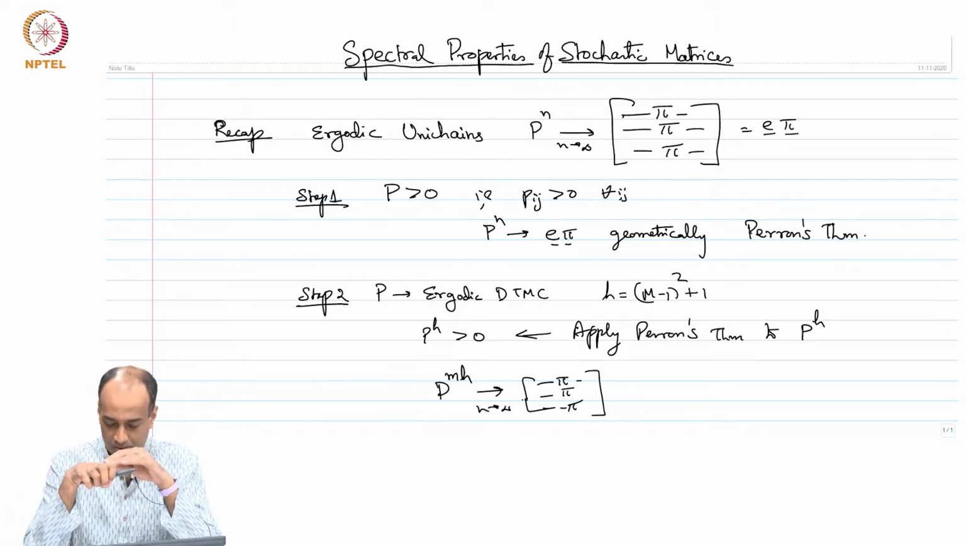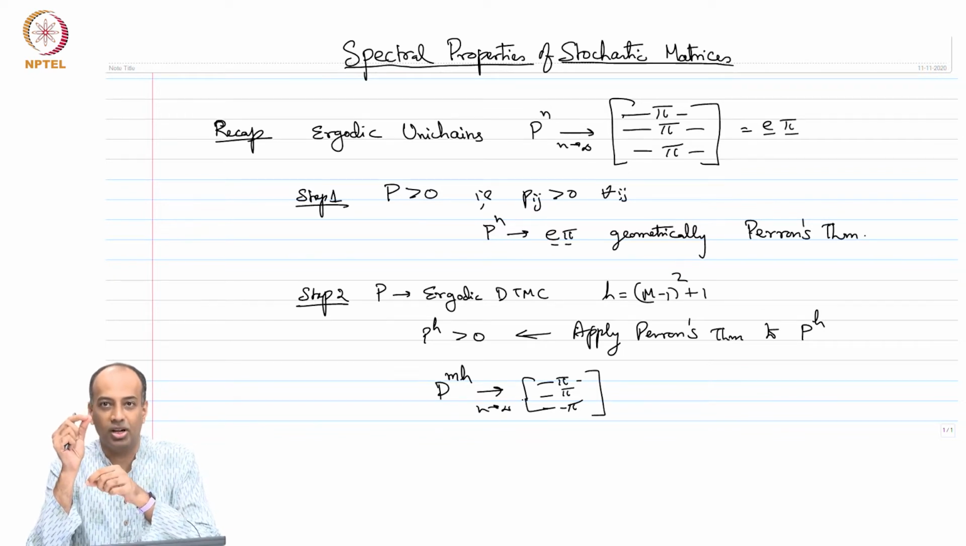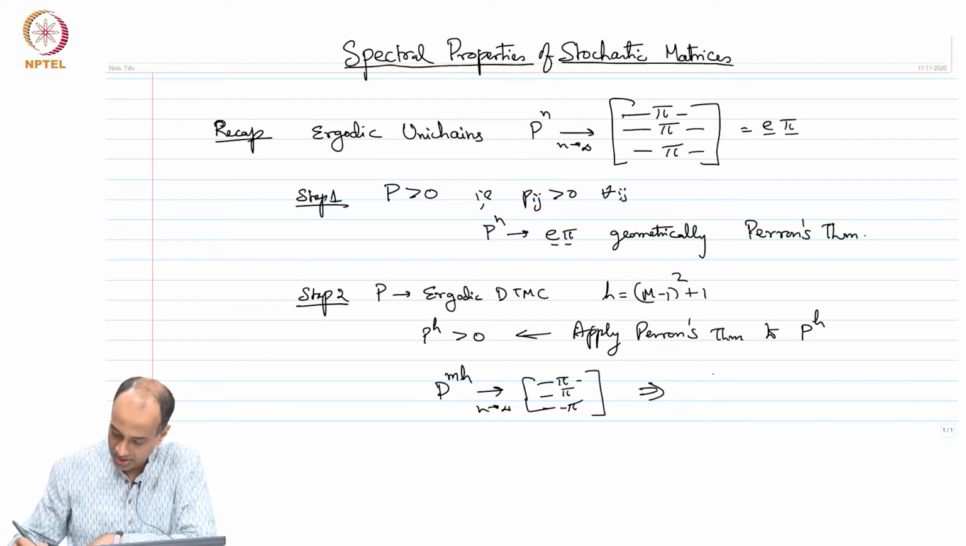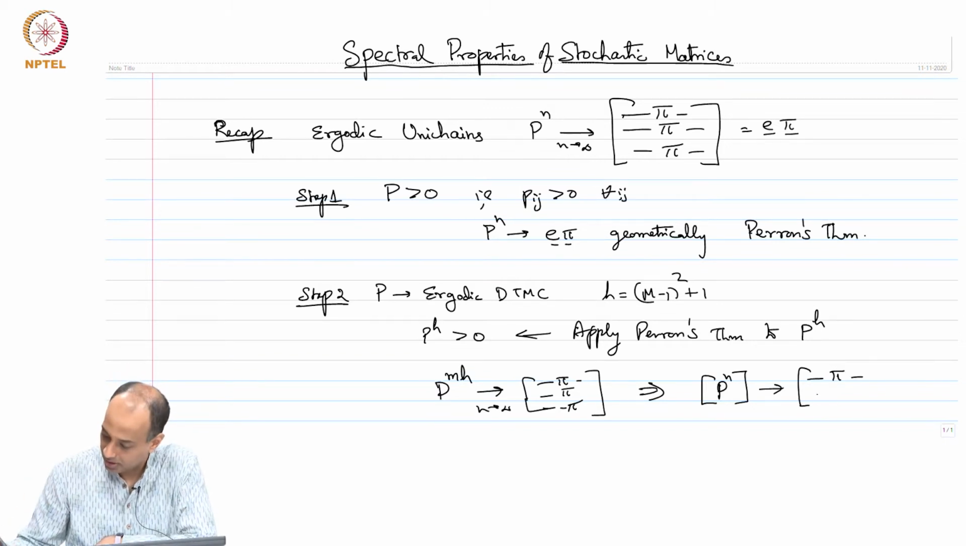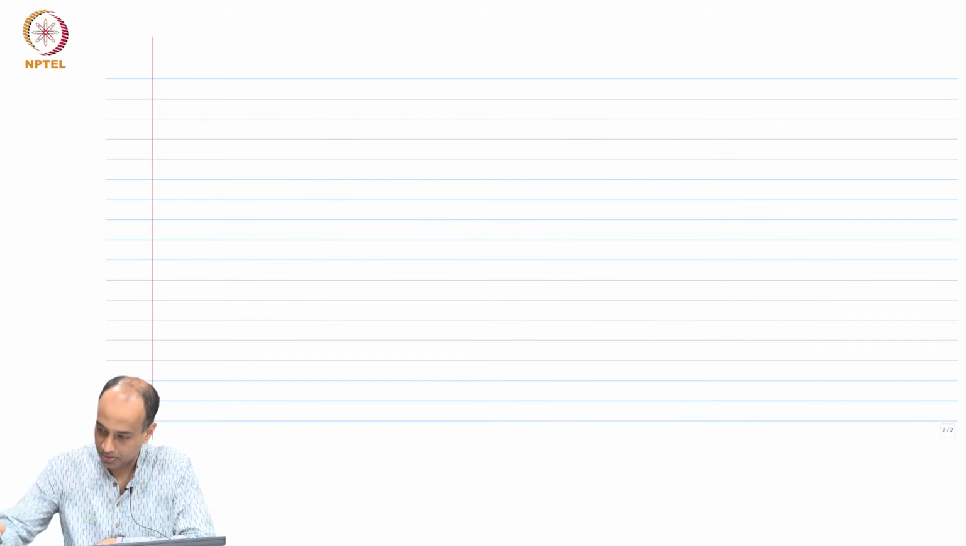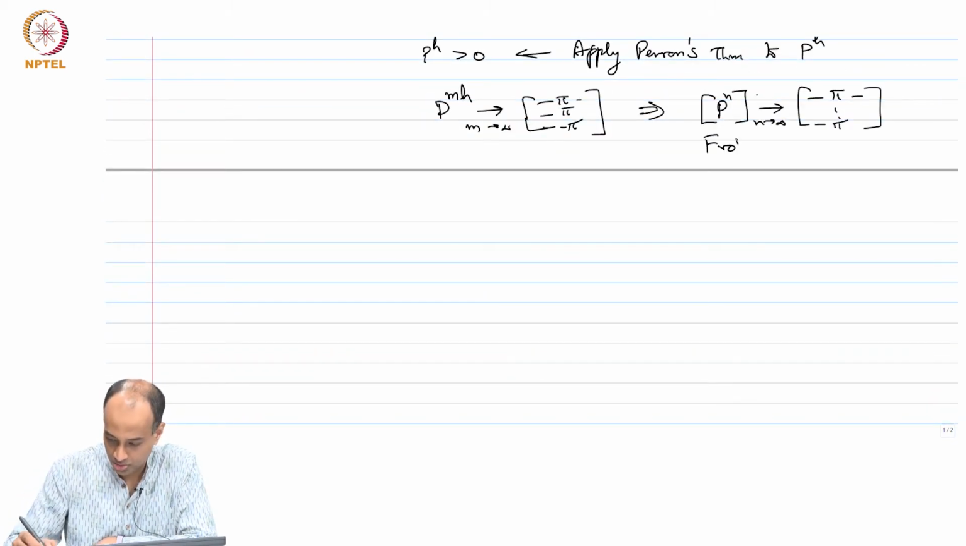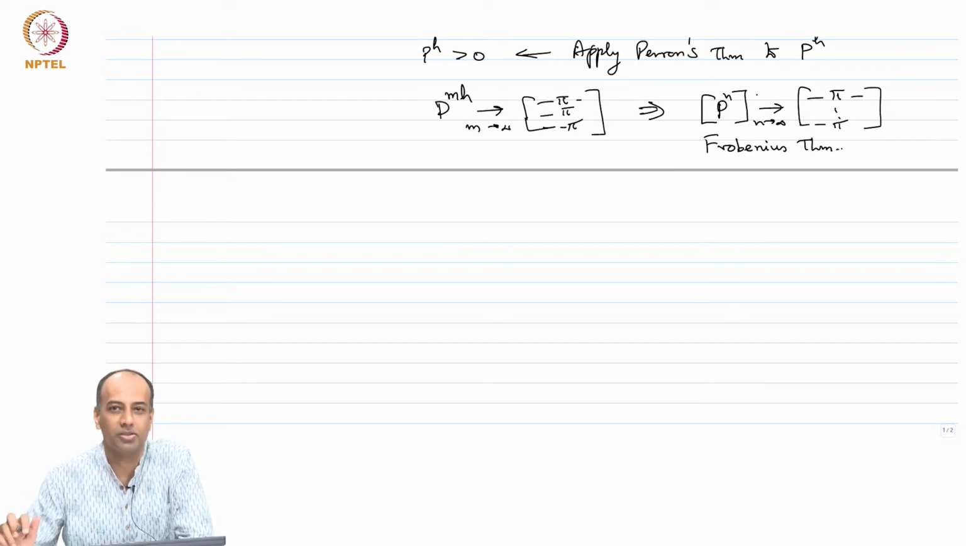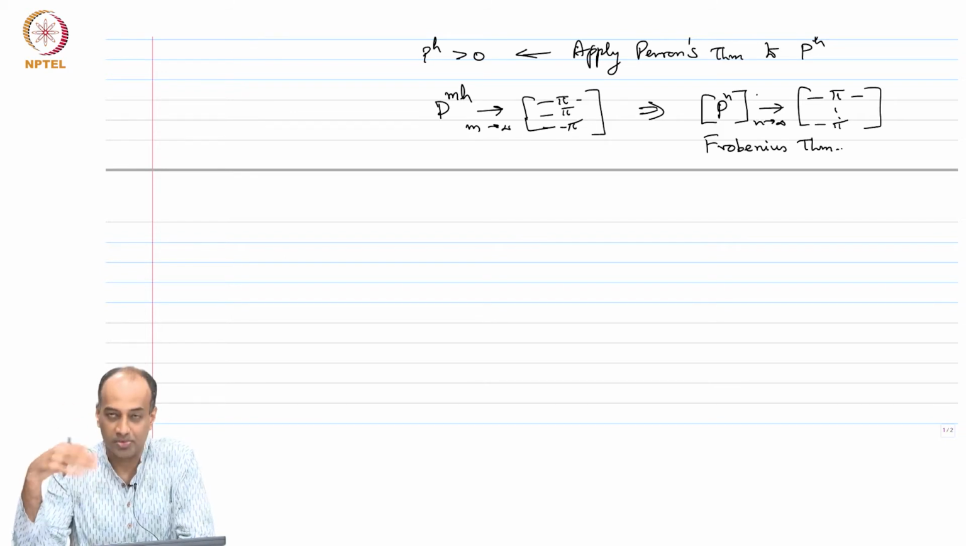Then we said that the maximum entry in each column and the minimum entry in each column are both monotonic in n; the maximum is decreasing and the minimum is increasing. Therefore, this implied that P power n has to converge, by monotonicity, and the limit has to be the same as the limit along the subsequence mh, as n tends to infinity. This result is known as Frobenius theorem. Frobenius theorem is a generalization of Perron's theorem, but it is also a consequence of Perron's theorem in the sense that Perron's theorem is used in proving Frobenius theorem, which is more general.